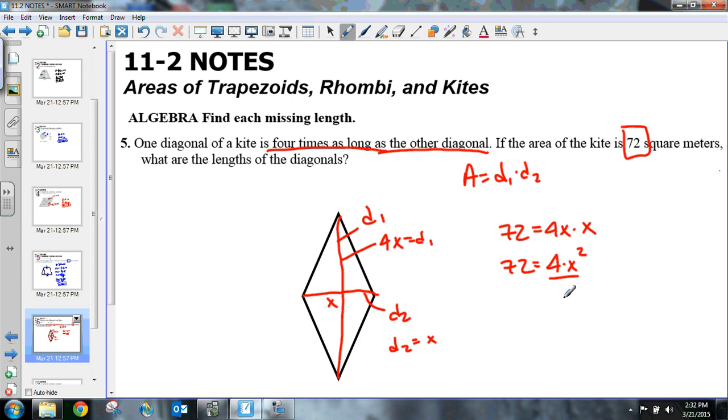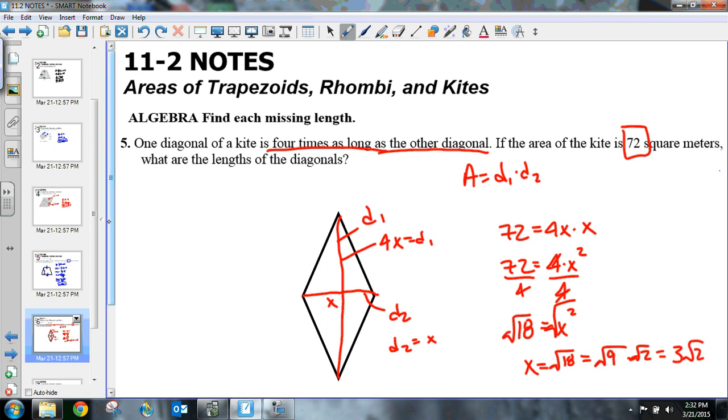Okay, and I can divide this by 4, and I can divide this by 4 and solve for x. So 72 divided by 4 ends up giving me 18. So 18 is equal to x squared, and from here I can take the square root of both sides, and I end up getting that x is equal to the square root of 18. Now you can simplify this to 3 times the square root of 2. All right. And I get that by splitting this up into the square root of 9 times the square root of 2. And so this gives me 3 times the square root of 2.